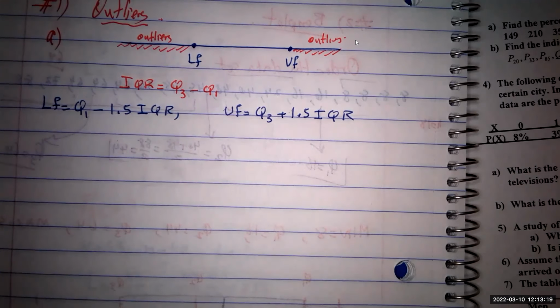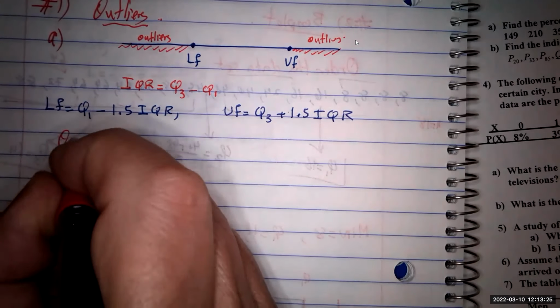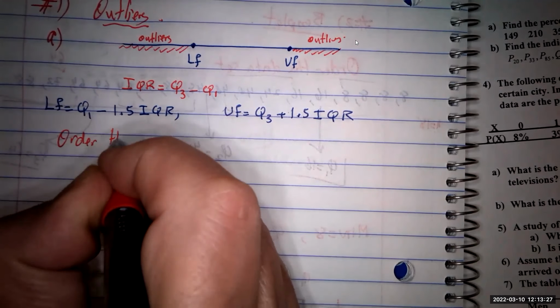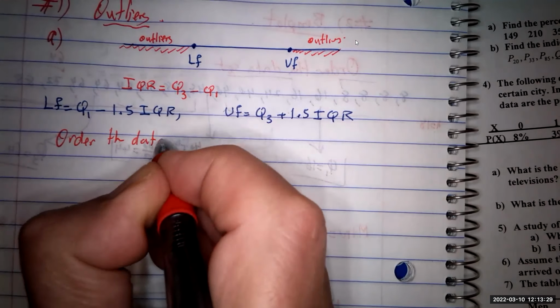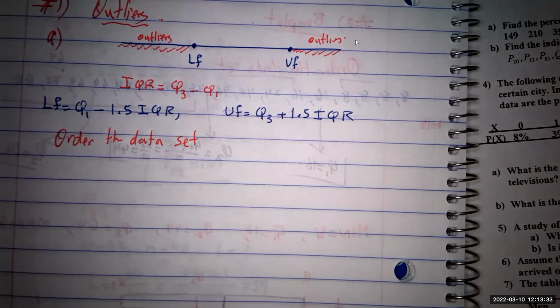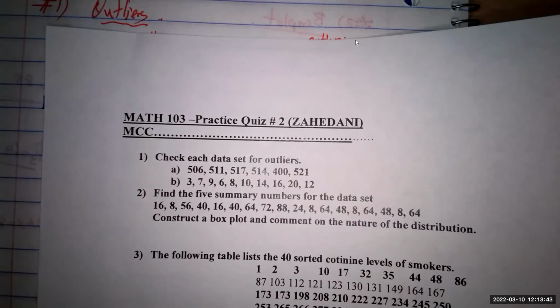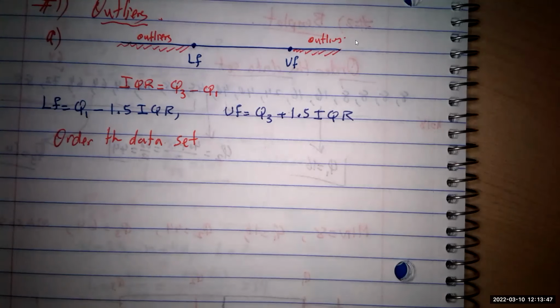Okay, so we need to find Q3 and Q1. So we have to order the data set. I'm doing part 1, so order the data values. If you order it, this is the order that you are going to get. The smallest number is 400, and the biggest number is going to be 521.